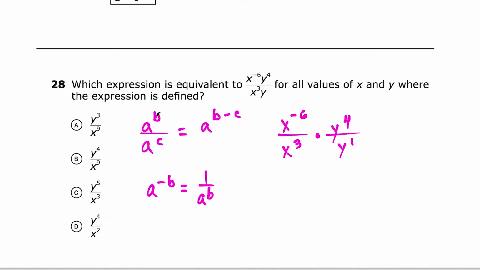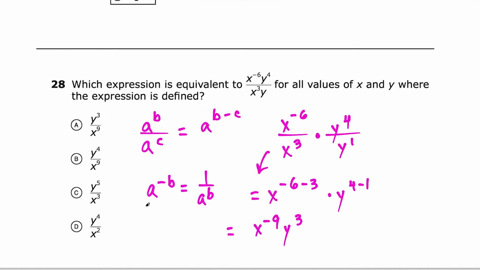So now I'm going to use this first rule. I'm going to use it twice. So in the next line here, I'm going to say this is equal to, we have x to the negative 6 minus 3, and then we're going to multiply by y to the power 4 minus 1. So now we simplify this. We have x to the negative 6 minus 3 is negative 9, and then I have y to the 4 minus 1 is y to the third.